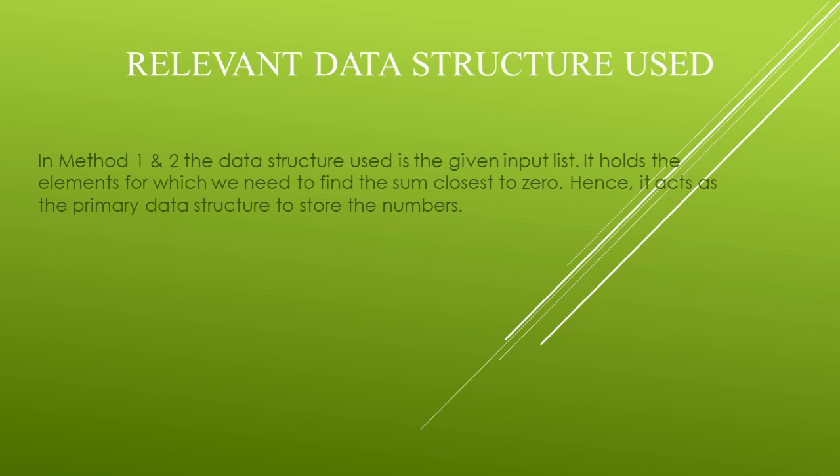Now, relevant data structure used. In method 1 and 2, the data structure used is the given input list. It holds the elements for which we need to find the sum closest to 0. Hence, it acts as the primary data structure to store the numbers.